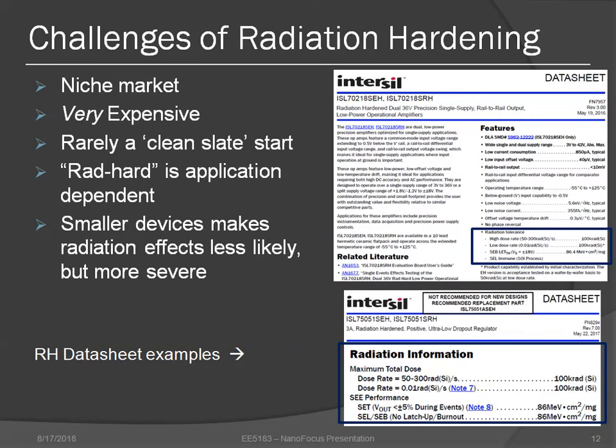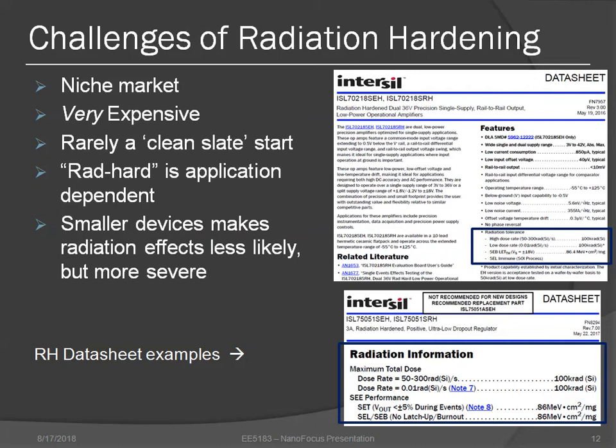So there are a lot of challenges with making electronics radiation hardened. First of all, it's a very niche market, primarily space, military, and nuclear power applications. Not to mention, the whole process is very expensive. There are low quantities and low demand, which drive costs up. The testing and verification is also very expensive.